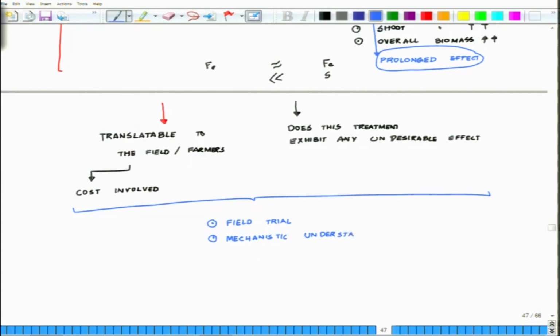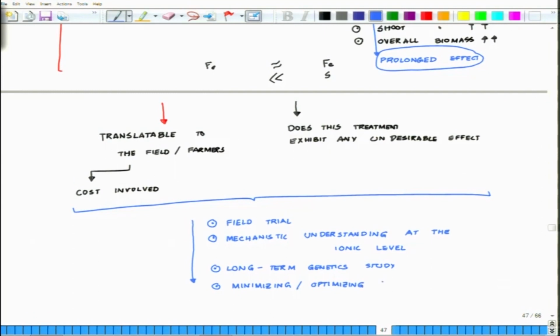at least at the ionic level, and long term genetics study, and minimizing or optimizing synthesis cost of pyrite.